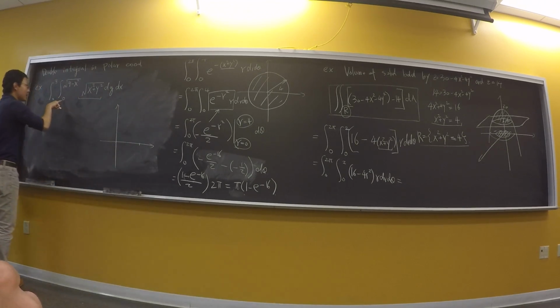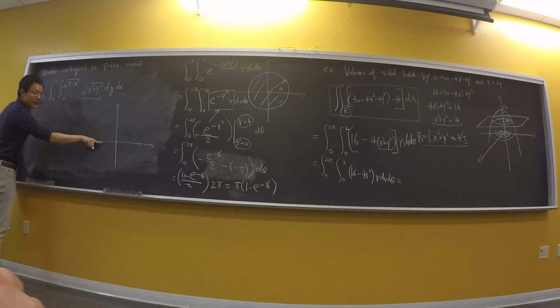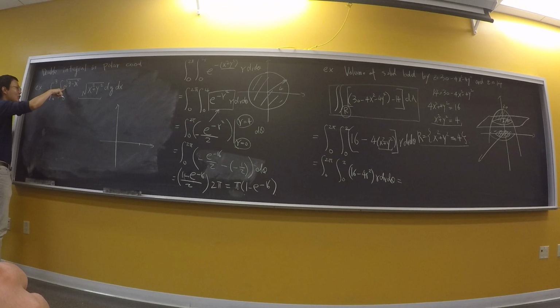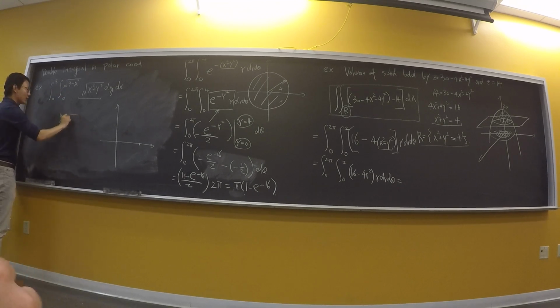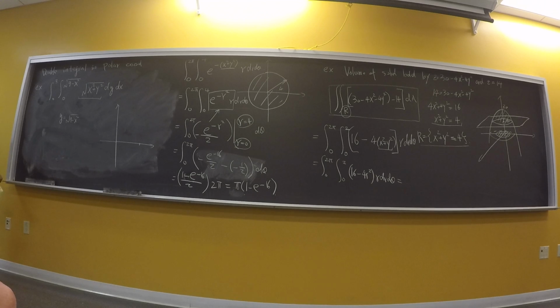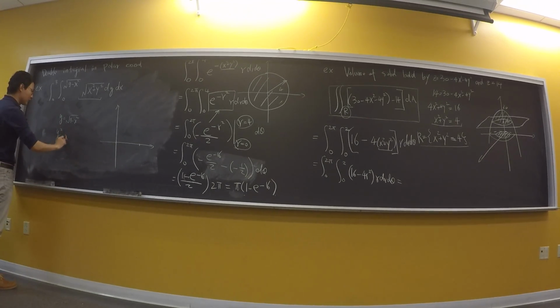Y is bounded between y equals 0, which is the x-axis, and y equals the square root of 9 minus x squared. But we have done this so many times. When I have this kind of function, it is just a piece of a circle. Or if you want to see it explicitly, you square both sides, and you get x squared plus y squared is equal to 9.